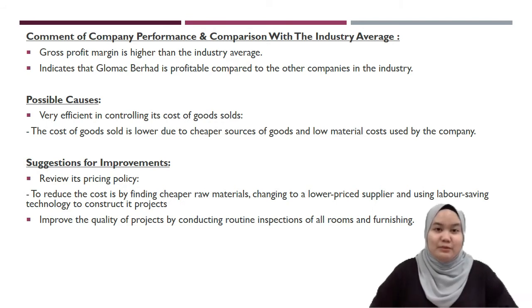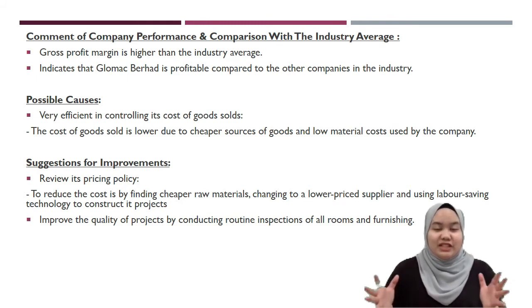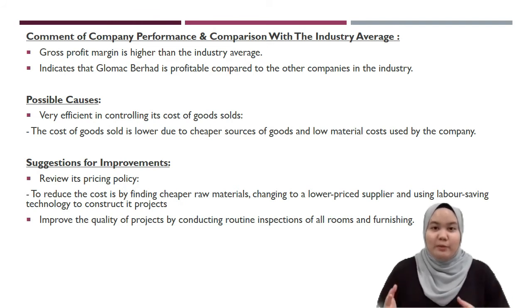its pricing policy, meaning that it has to sell its product regularly with the reduction of the cost of goods sold. Okay, so some of the ways Glomac Berhad can reduce the cost of goods sold are by finding cheaper raw materials, changing to a lower price supplier, and also using labor saving technology to construct its project.